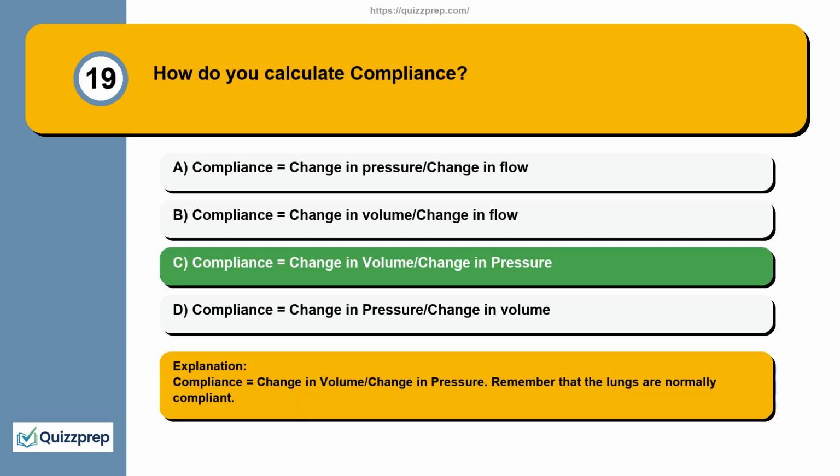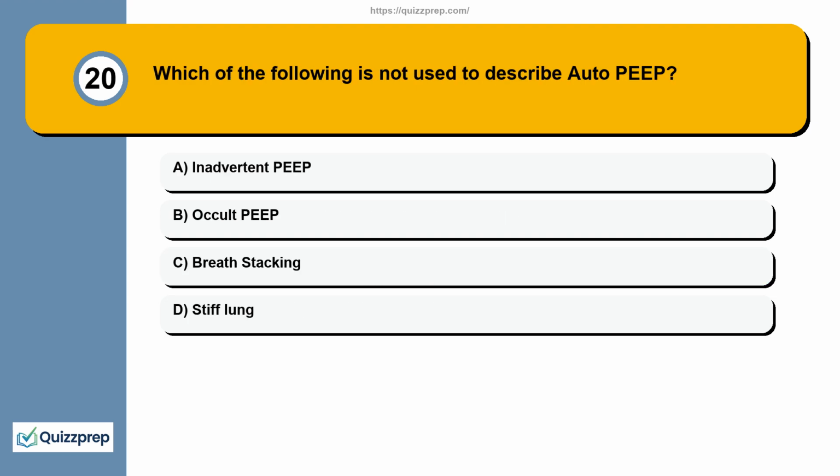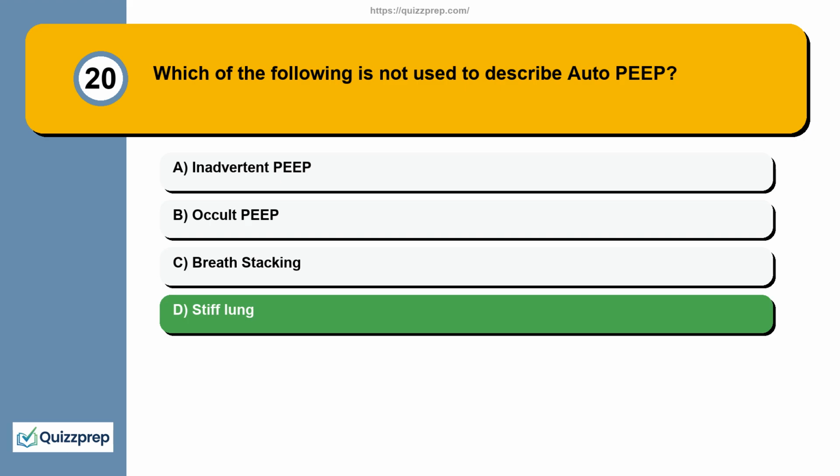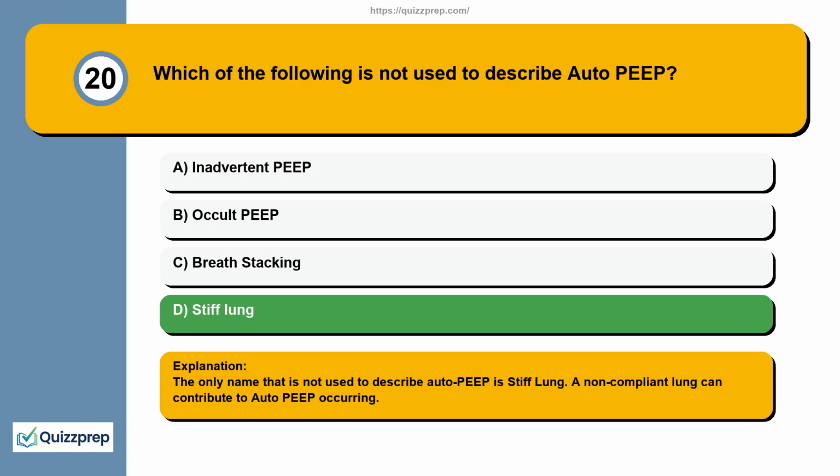Compliance equals change in volume over change in pressure. Remember that the lungs are normally compliant. Question 20. Which of the following is not used to describe auto PEEP? Inadvertent PEEP, occult PEEP, breath stacking, stiff lung. The only name that is not used to describe auto PEEP is stiff lung. A non-compliant lung can contribute to auto PEEP occurring.